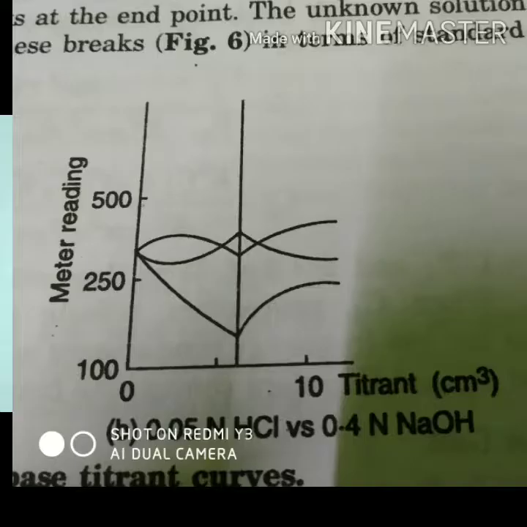As in the plot, the y-axis shows the increasing frequency and the x-axis shows the titrant added. The break in the curve is our end point. So this is all the instrumentation of high frequency titrations.